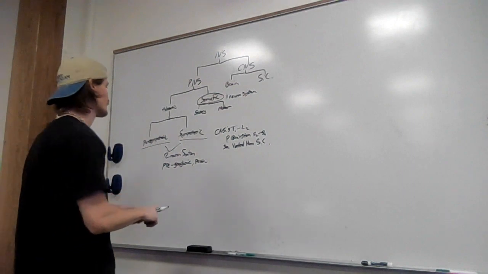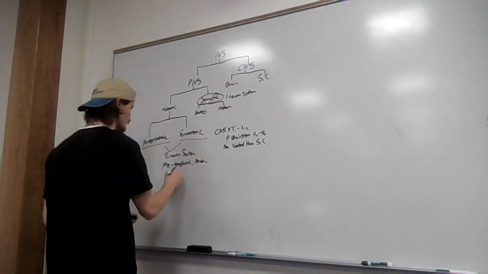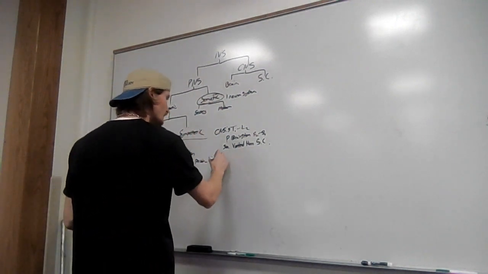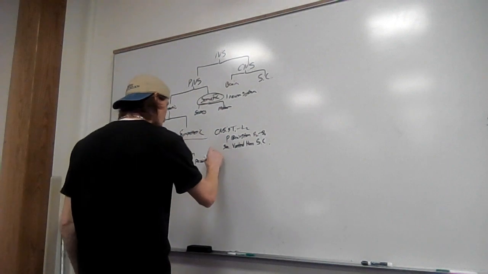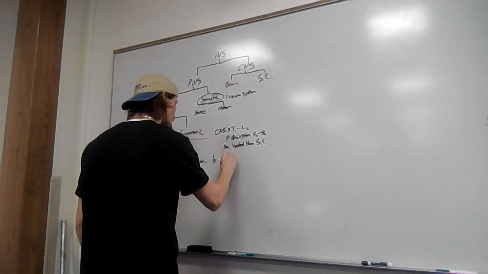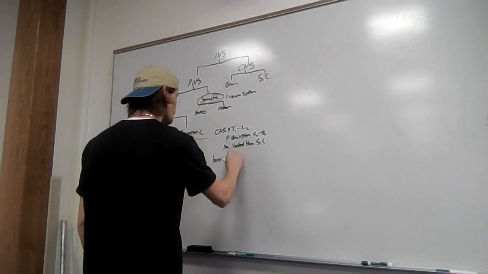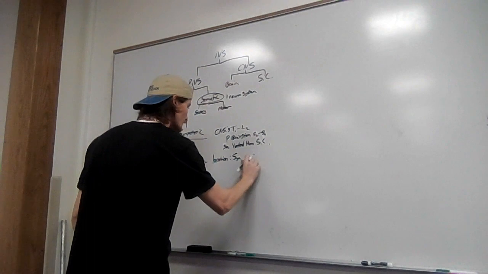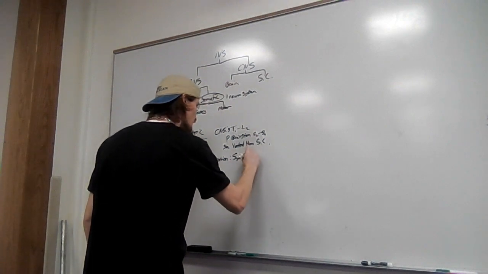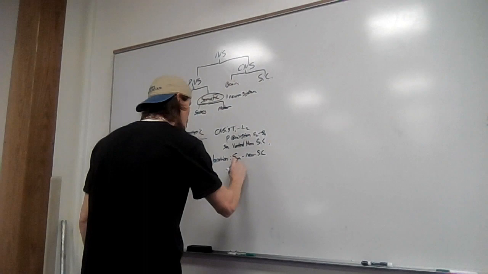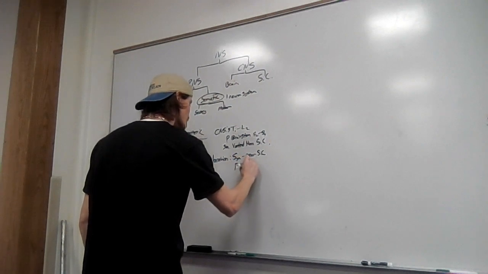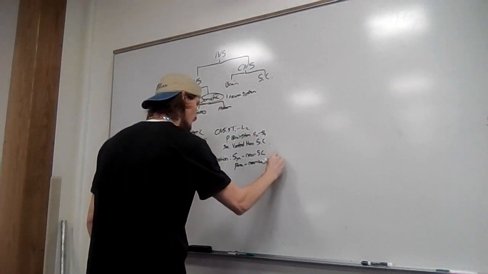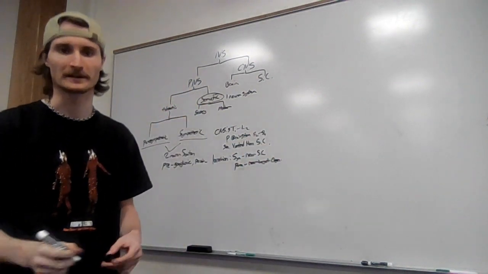For our sympathetic, the ganglia are going to be closer to the spinal cord. I don't know where to write that. So, ganglia location. For sympathetic, it's going to be near the spinal cord. And for parasympathetic, it is going to be near the target organ, or the destination of where those neurons are going.